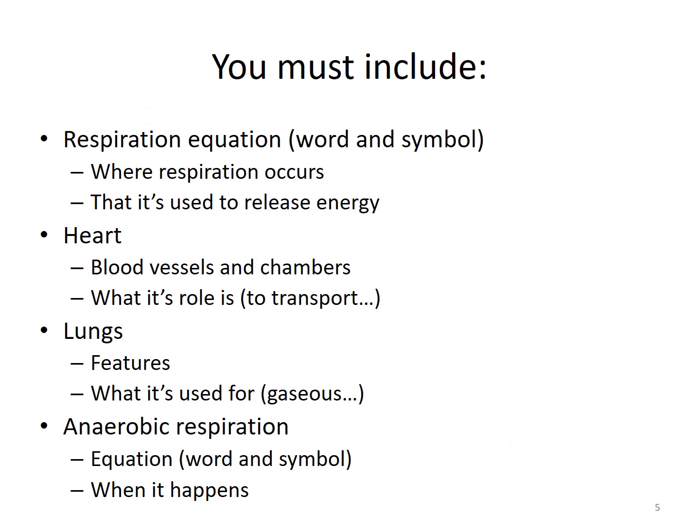Okay, so I've just given you a kind of summary list of what you want to include on each one. If you don't want the information presented on the bubbles like I did on the previous page, I've written it as a list here. So for your respiration, I want you to include the equation, which is the word and the symbol, where it occurs, and that it is used to release energy. On the heart, I want you to name the blood vessels and chambers and what its role is. The lungs, I want you to write the features and what it's used for. And then for anaerobic respiration, I want you to write the equation and when it happens.